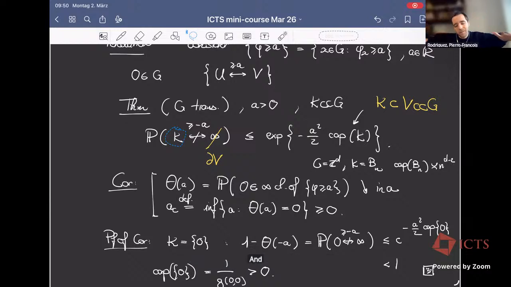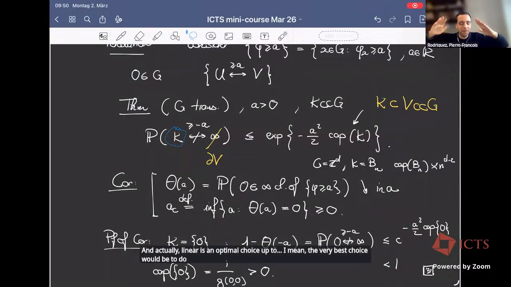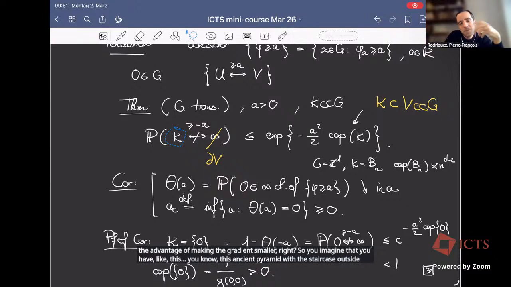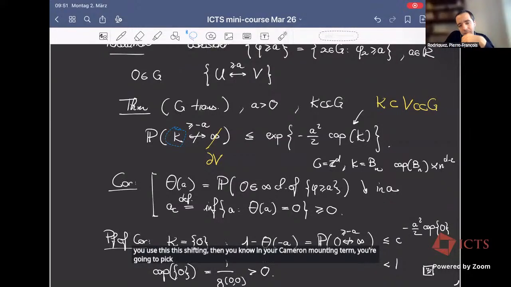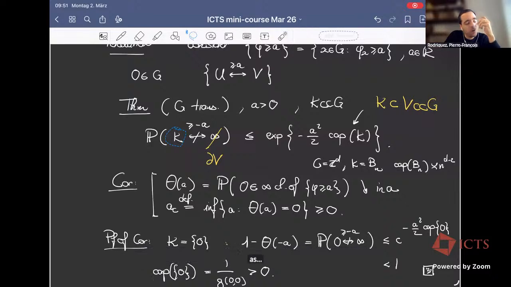And actually, linear is an optimal choice up to constants. I mean, the very best choice would be to do it harmonically, but linear will already do it, and linear has the advantage of making the gradient smaller, right? So you imagine that you have like this ancient pyramid with the staircase outside, and so if you use this shifting, then in your Cameron-Martin term, you're going to pick up essentially this capacity as a cost. Yeah.